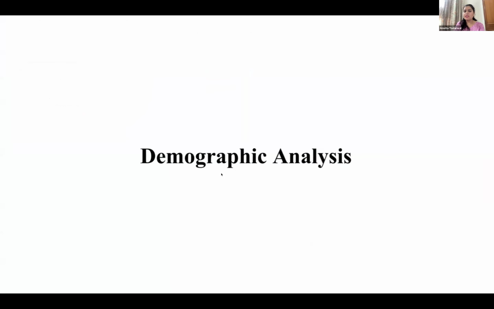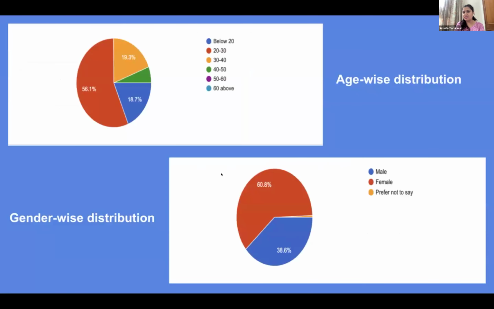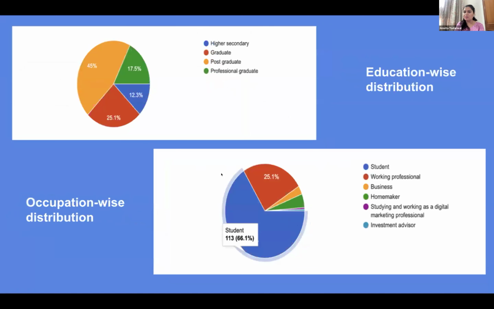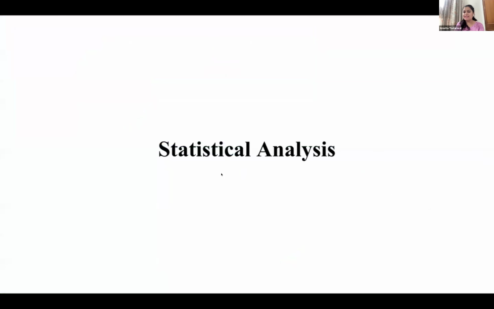Here, if I talk about the demographic analysis of my data, this is the distribution age-wise, gender-wise, distribution based on the frequency of online shopping, distribution based on the annual family income, education-wise, and occupation-wise. Now, let's move on to the statistical analysis here.